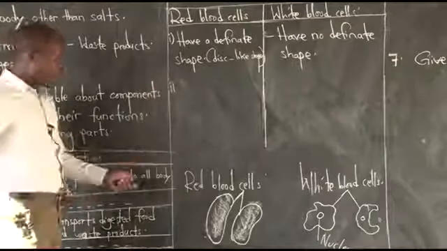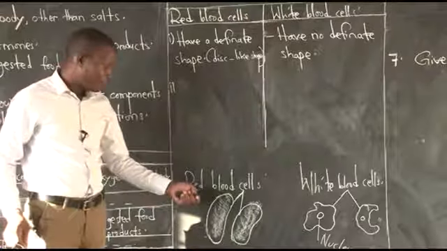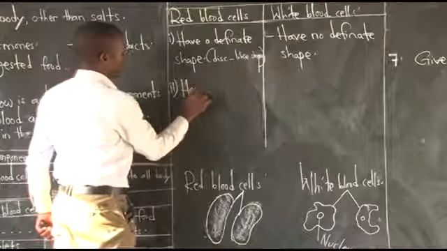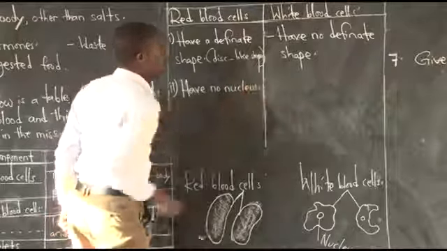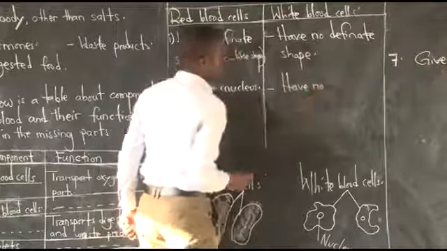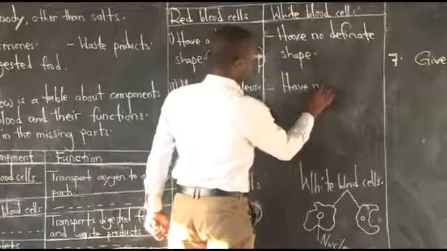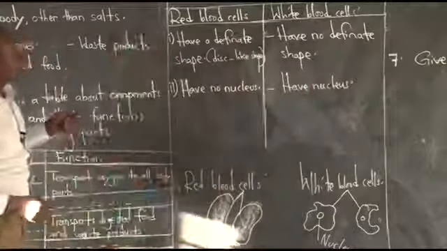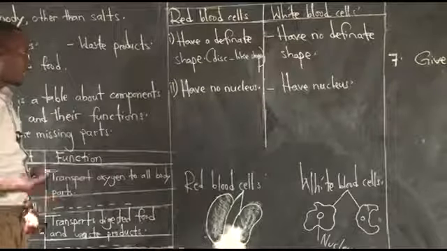Then the next point you can talk of is the nucleus. You can say red blood cells have no nucleus, the middle part, you see? Here white blood cells have got a nucleus, the control part. So red blood cells have no nucleus, and this side white blood cells have a nucleus. So these are at least two differences. We can move on giving more differences.